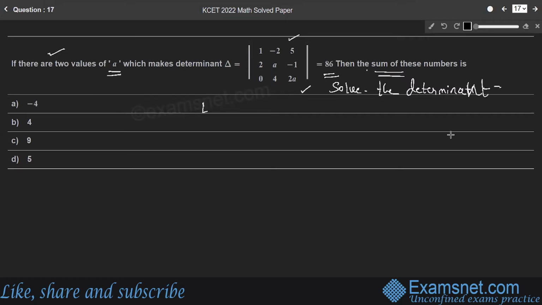First element into, so just avoid the first row and first column. Here the product of A and 2A is 2A square, minus the product of 4 and minus 1, which is minus 4, right?